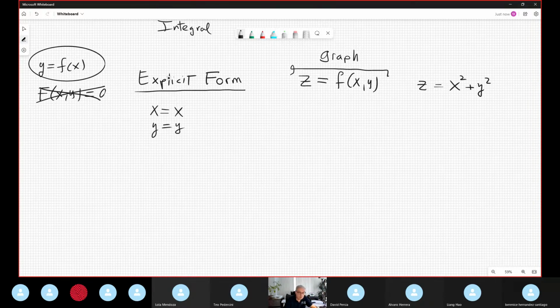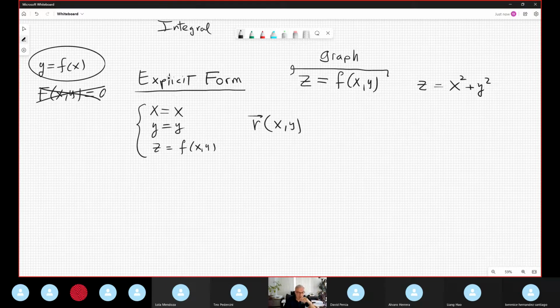And what about z? Well, z is f(x, y). I call this the explicit form, a natural parameterization. Okay, so now we're using the formula that we studied before. You define a vector-valued function using two parameters, no, not u, v; I don't like u, v, I like x, y.